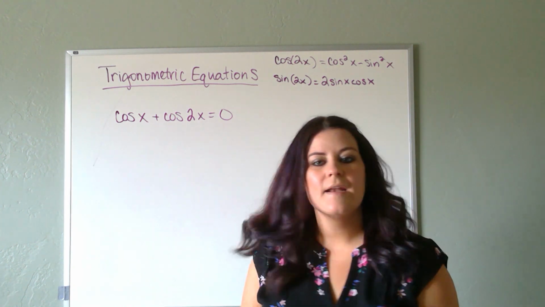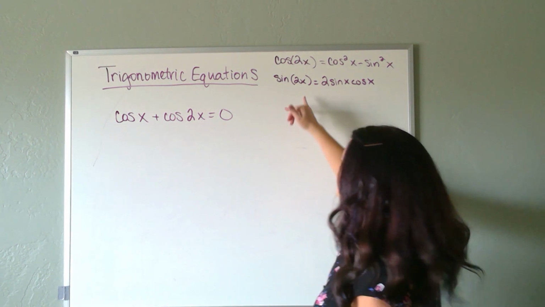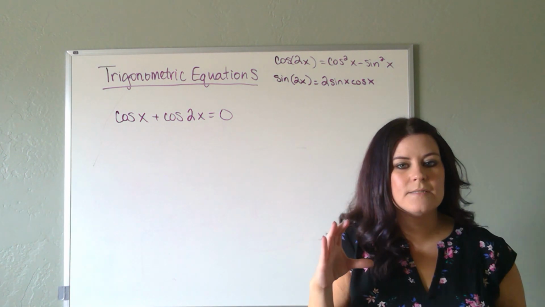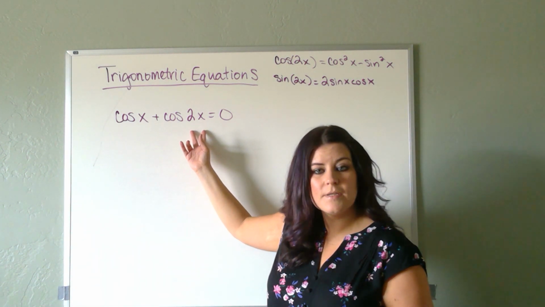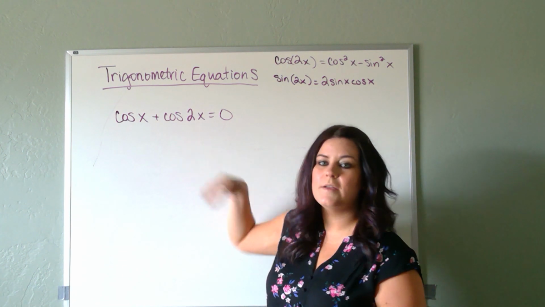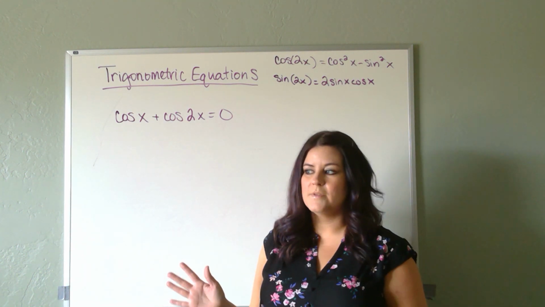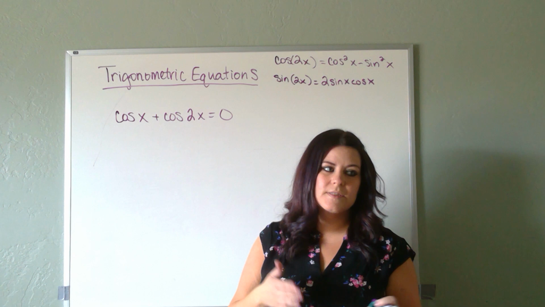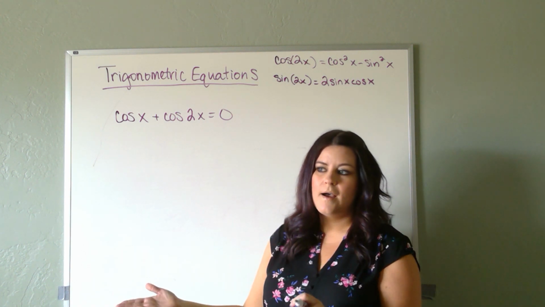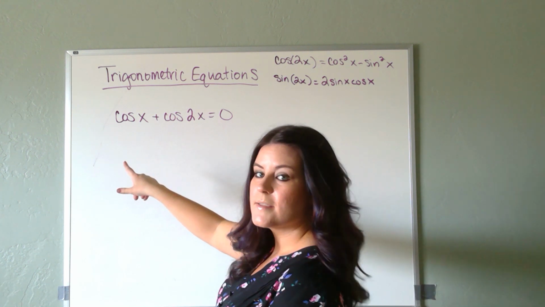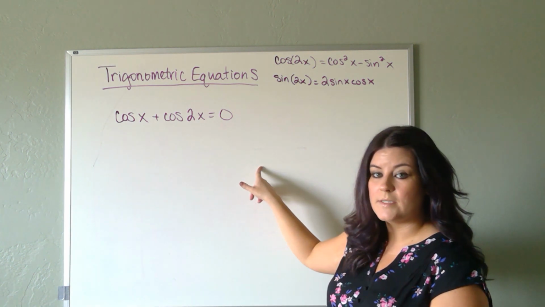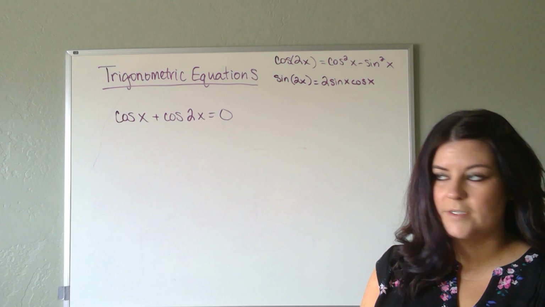So one thing that I noticed, when I do a double angle, I always put parentheses around the 2x. They do not always put parentheses around the 2x, so I'm going to write it like they do. I don't want that to throw you off. I know it's just a pair of parentheses, but when you get used to seeing things a certain way, I want to make sure that you know this is still equivalent. So I have cosine x plus cosine 2x equals 0, and I need to solve for x, of course.